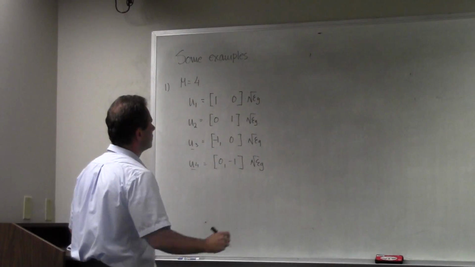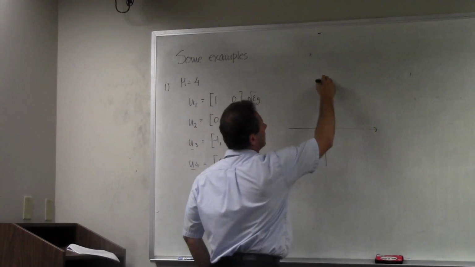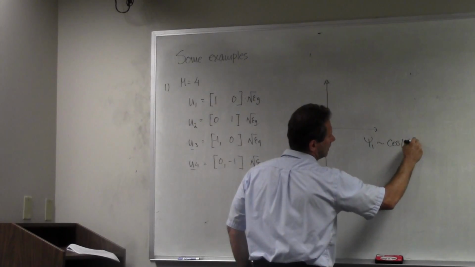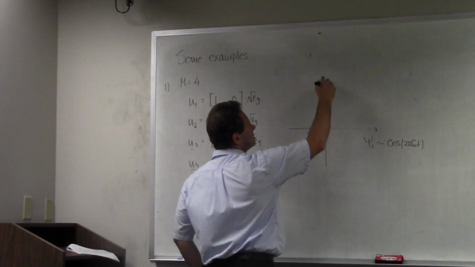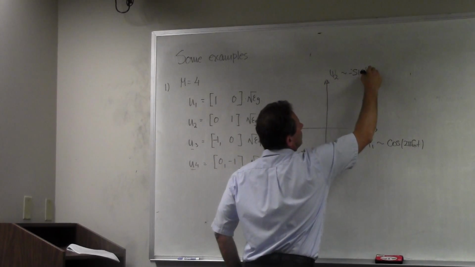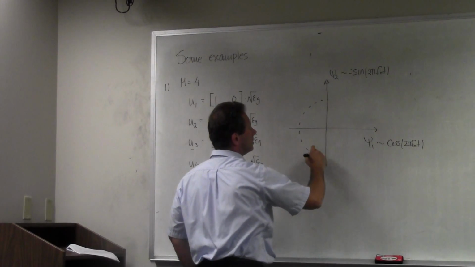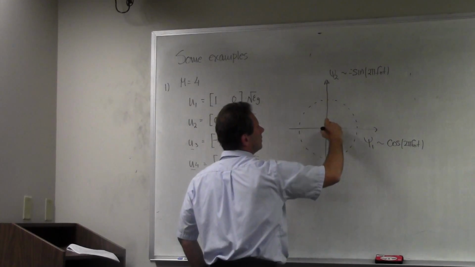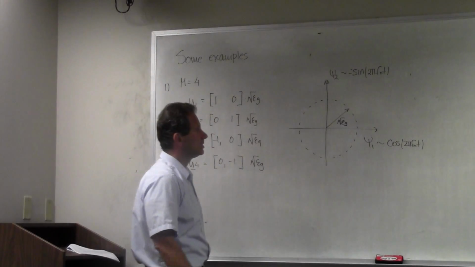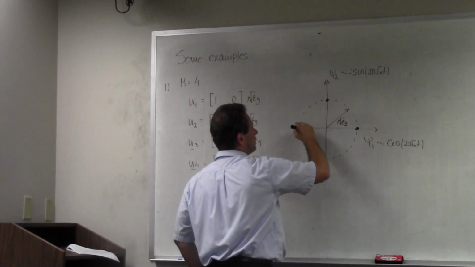So what does this particular constellation look like? If I draw it here, this is going to be my psi1, which is essentially cosine 2 pi f0 t. And this here is psi2, which is minus sine of 2 pi f0 t. And my points are all located on a circle, which has a distance from the origin equal to the square root of energy of the particular symbol, of all the symbols essentially, and this is where the constellation resides.